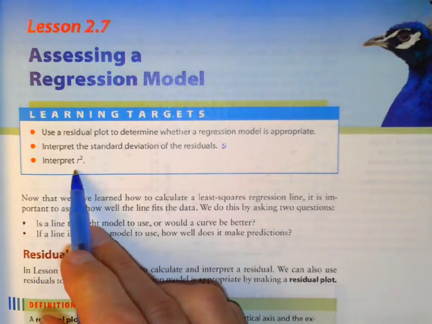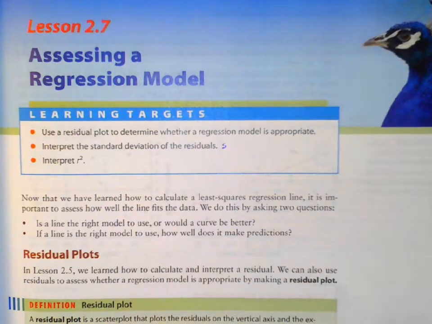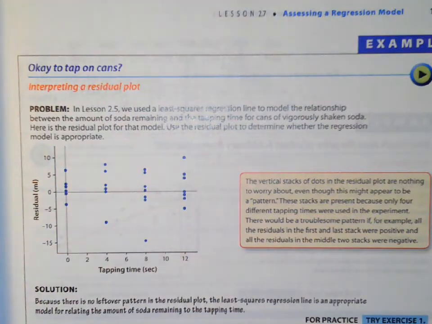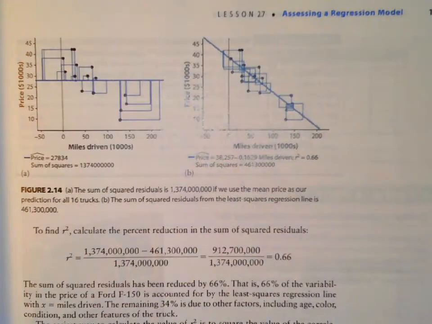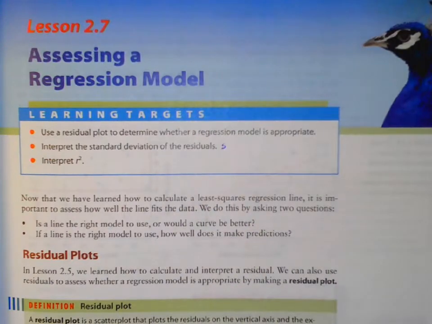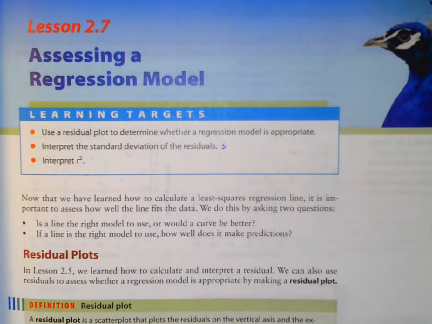It's called the coefficient of determination. Okay, it's called the coefficient of determination. We just use R squared for that. Okay, so first thing is a residual plot.